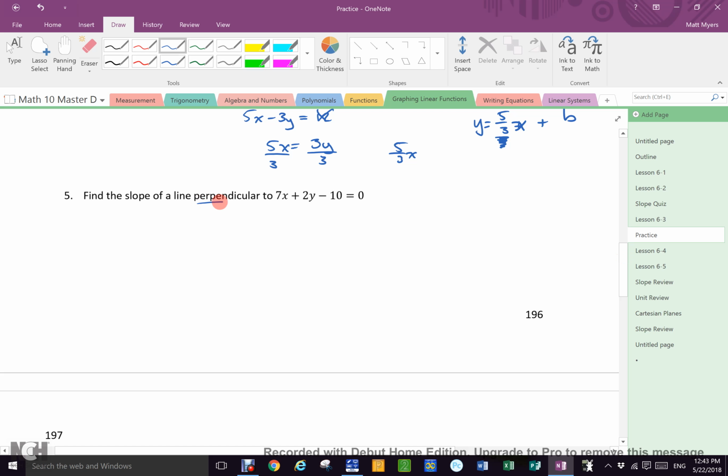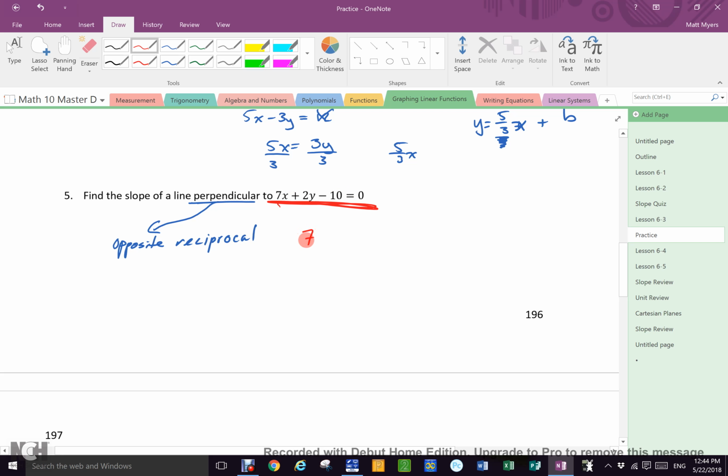It doesn't have to be parallel, it's got to be perpendicular. So what does that mean the slope has to be? So, if I know this slope, what would I do to find the slope of a perpendicular line? Flip it and change the sign.